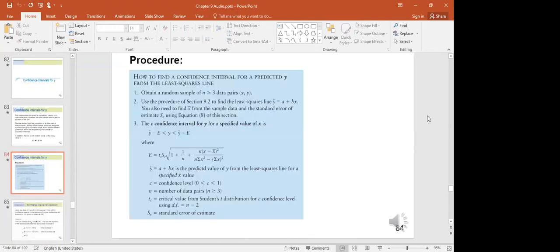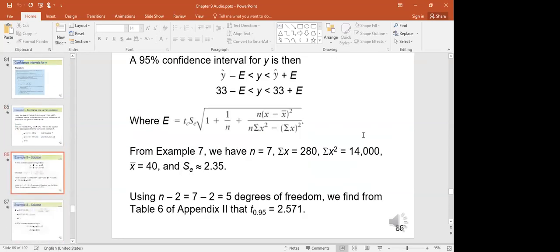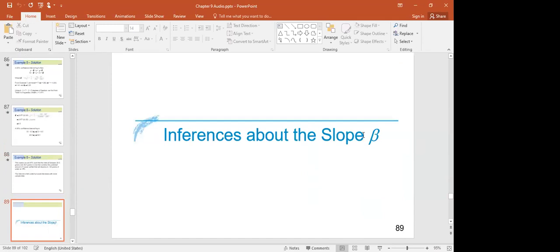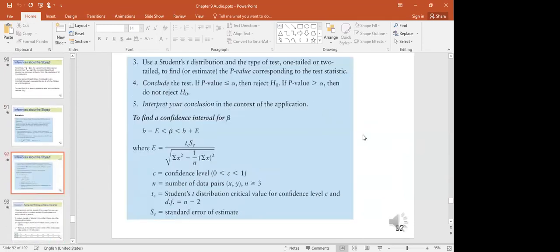So I have skipped the confidence interval for y because your calculator does not have a formula for it. Excel does not have a formula for it, but this is the formula. But I don't ask you that question because you will need to use this formula, and we have not been using formulas. So for this single one, I skip it. I don't ask you questions about the confidence interval for y, but I ask you questions about the confidence interval for beta, inferences about the slope, and that is what you just got.